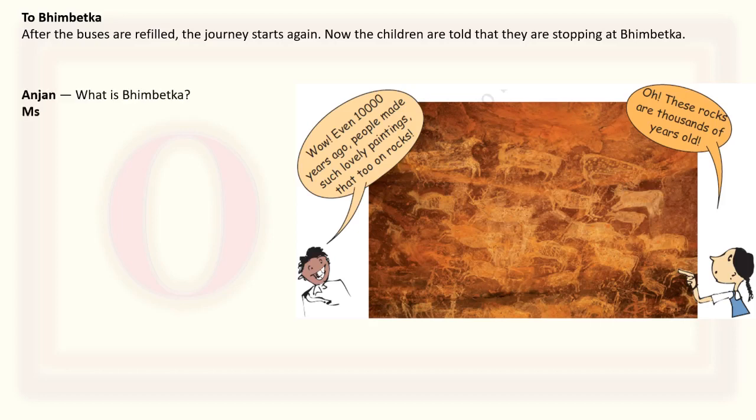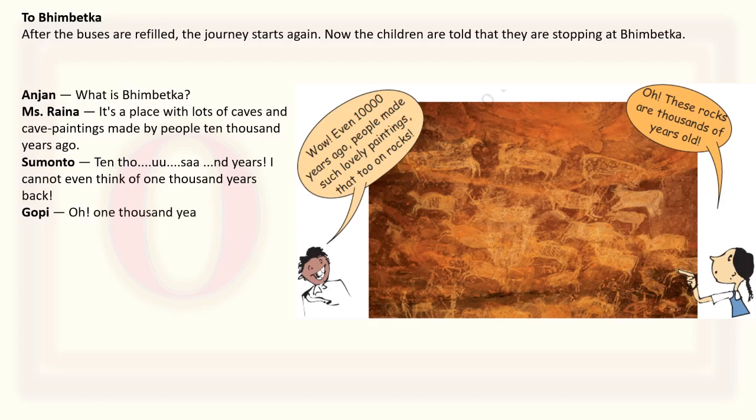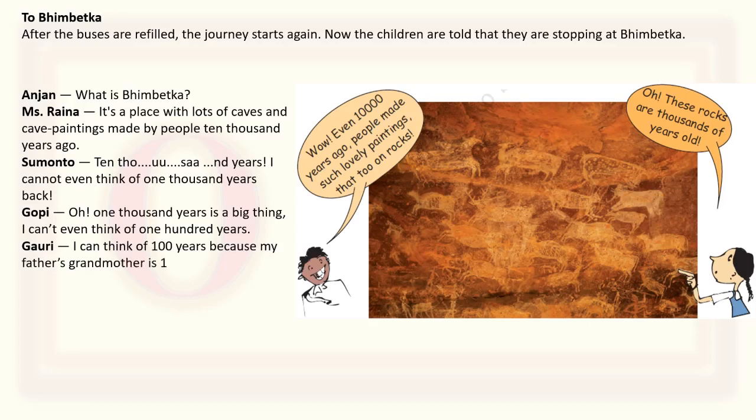Anjan, what is Bhimbetka? Miss Rena, it's a place with lots of caves and cave paintings made by people 10,000 years ago. Sumanto, 10,000 years. I can't even think of 1,000 years back. Gopi, oh, 1,000 years is a big thing. I can't even think of 100 years. Gauri, I can think of 100 years because my father's grandmother is 100 years old. Manjit, that means those caves are almost 100 great grandmothers old?